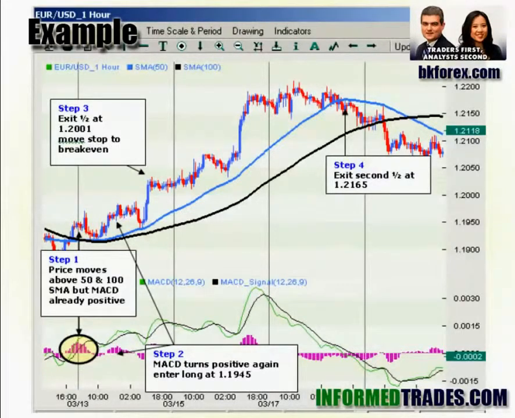So, basically we entered at 1945, we exit at 2165, so it's 220 pips. And it's an example of, we got our initial profit, we were able to take half off, and then we were able to ride the trend.